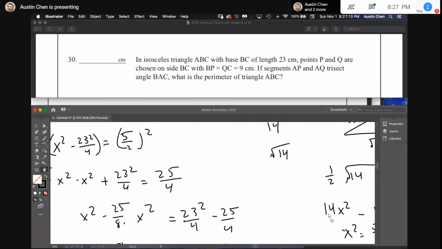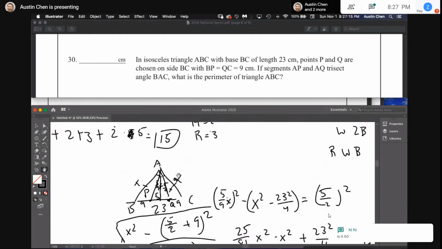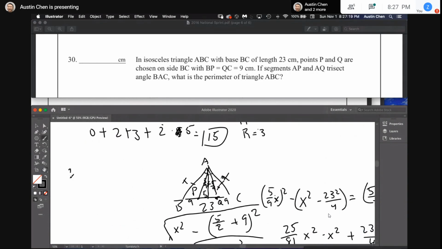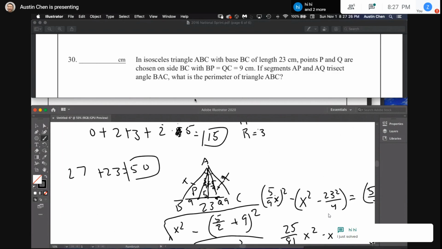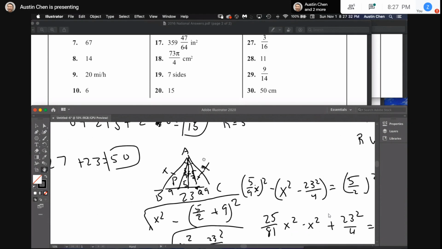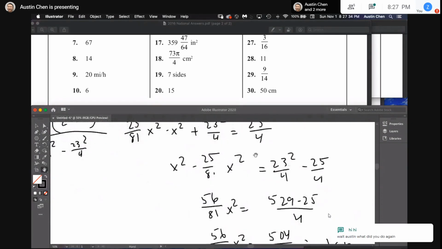If x is 27 halves, what does this mean? This means that those two sides will be 27, and that is 23, and this will be equal to 50. Oh yes, the answer is 50. So the numbers were pretty bad, but it actually worked out.